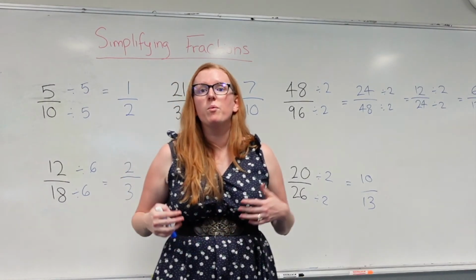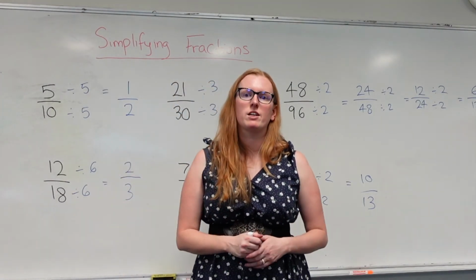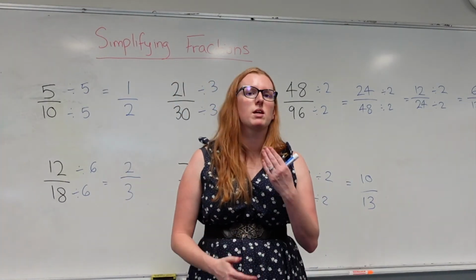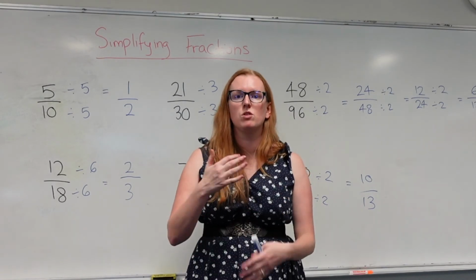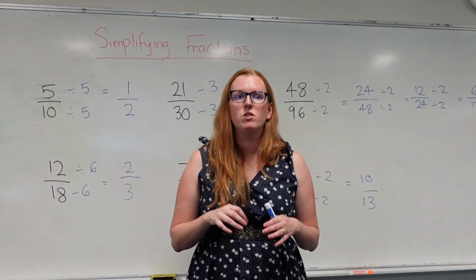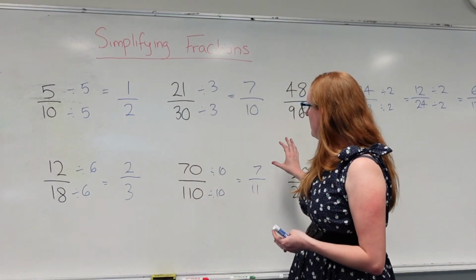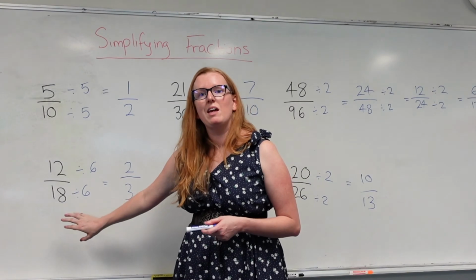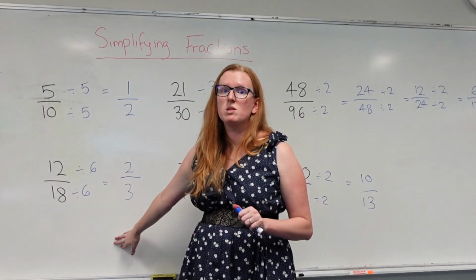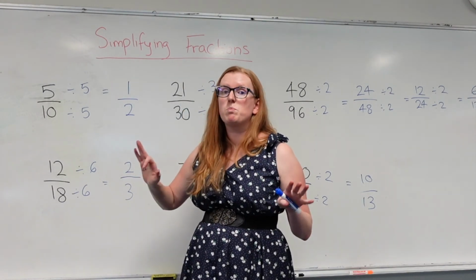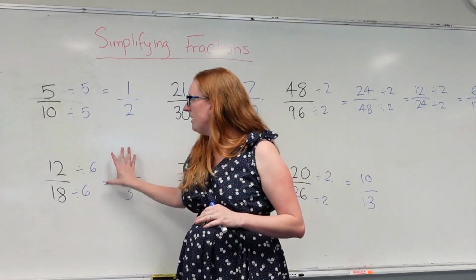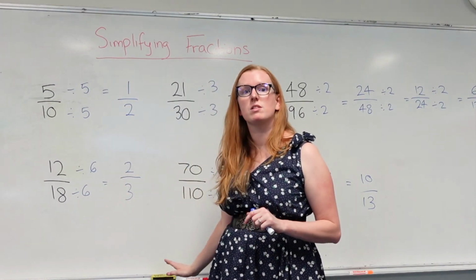Cool. So now, when it comes to simplifying fractions, the moral of the story is you just want to keep on going, dividing by numbers over and over and over until you get down to as small as you possibly can. Now, take this one for example. If I didn't know my 6 times tables, but I knew my 3s, that's perfectly fine. I could have divided this by 3, it just would have taken an extra step.